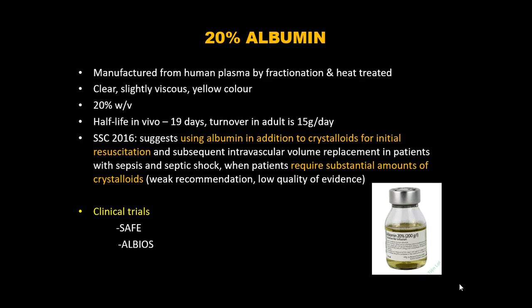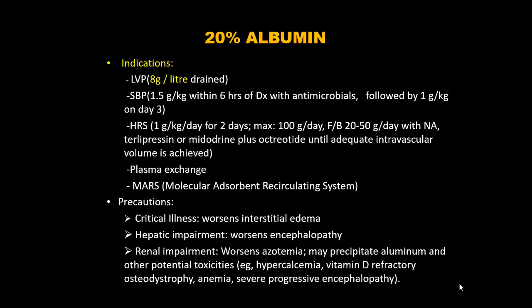Coming to 20% albumin, it is 20% weight by volume, also 25% is available. Half-life is 19 days. The Surviving Sepsis Campaign 2016 suggests use of albumin when you have already resuscitated the patient with a substantial amount of crystalloids. Clinical trials you have to go through are SAFE and ALBIOS. Indications are large volume paracentesis when you have already drained the patient more than 4 liters of ascitic fluid. The dose is 8 gram per liter drained. Spontaneous bacterial peritonitis, hepatorenal syndrome, both for diagnosis and treatment, plasma exchange, and MARS.